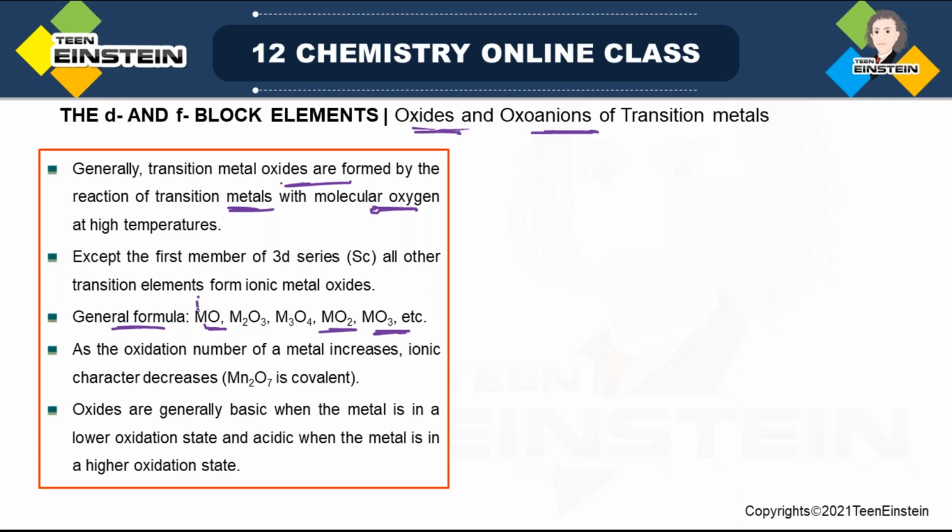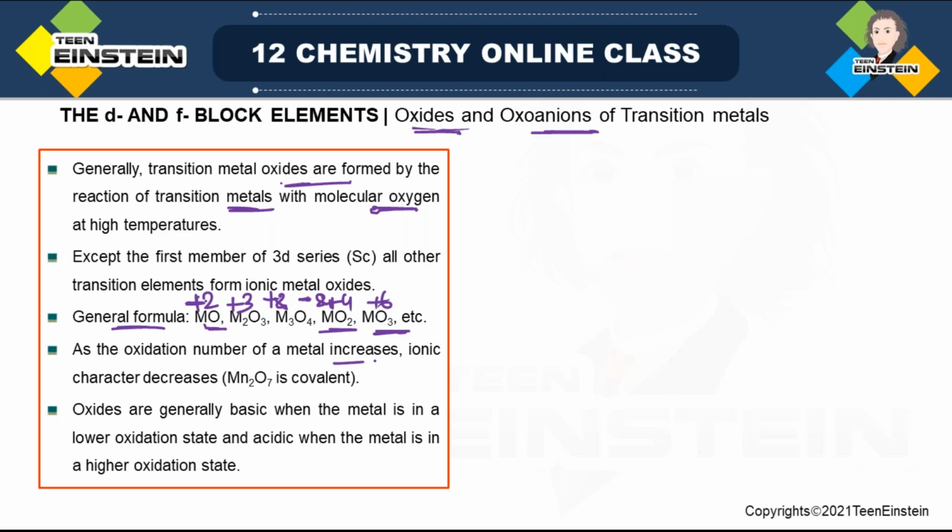So here the oxidation state is +2. Next one, the oxidation state is +3. Then +4. Not +4, sorry, M3O4: that means total negative charge is -8, so total positive charge must be +8. With 3 metals, the oxidation state is 8/3. Then MO2, oxidation state +4. This is +6. So variable oxidation states are possible, and that is why there are different formulas for oxides.